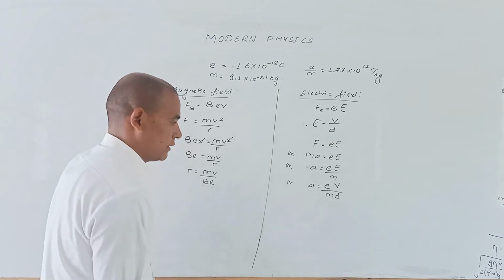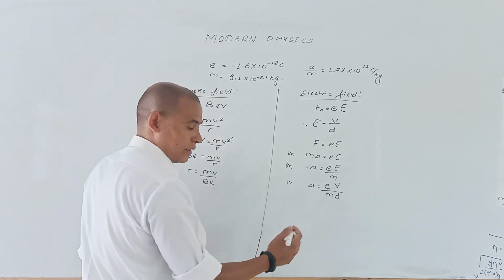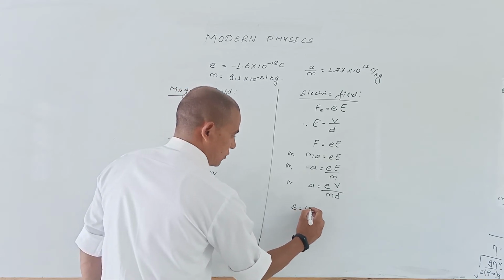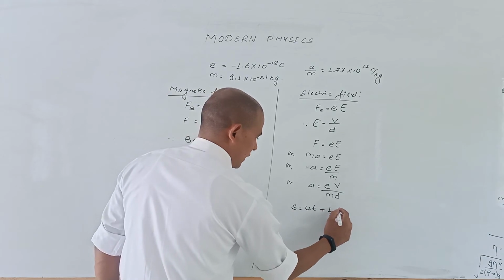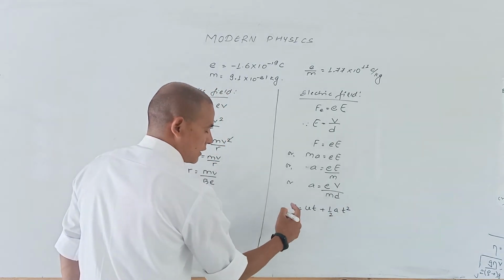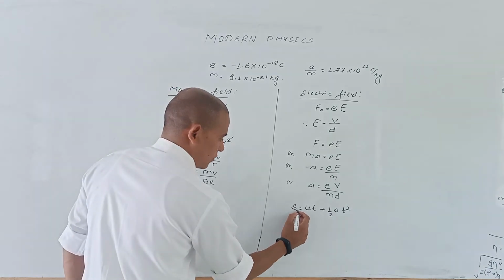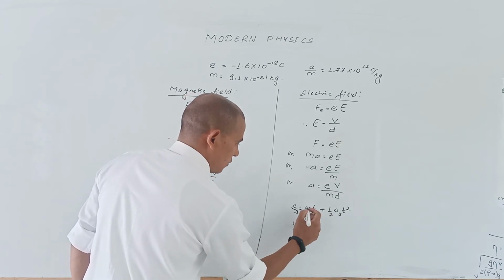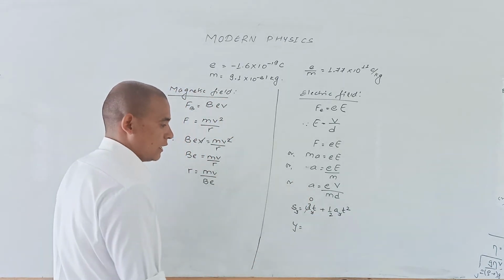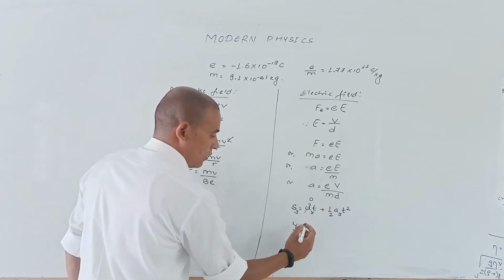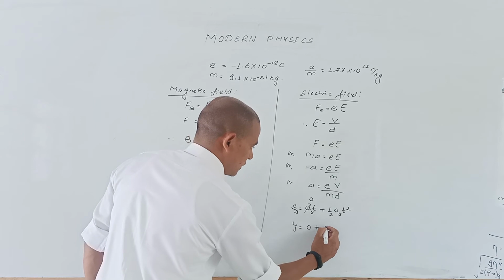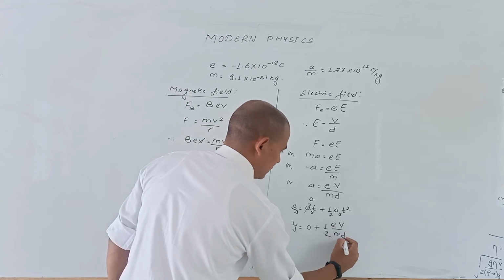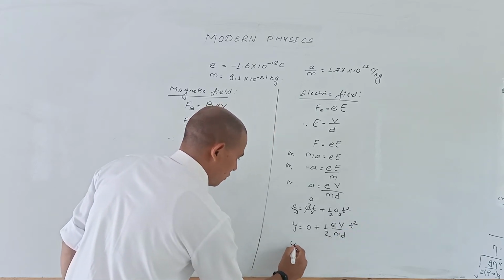Similarly, we can also calculate the displacement. We have studied this in mechanics: s equals ut plus half at square. Since the electron is moving in the y direction, we write y equals 0 plus half, since initially there is no displacement of the electron along the y component. In place of acceleration we replace it by eV by md, times t square.